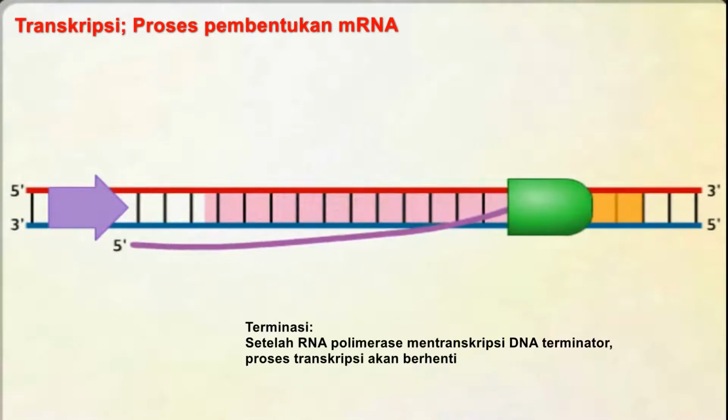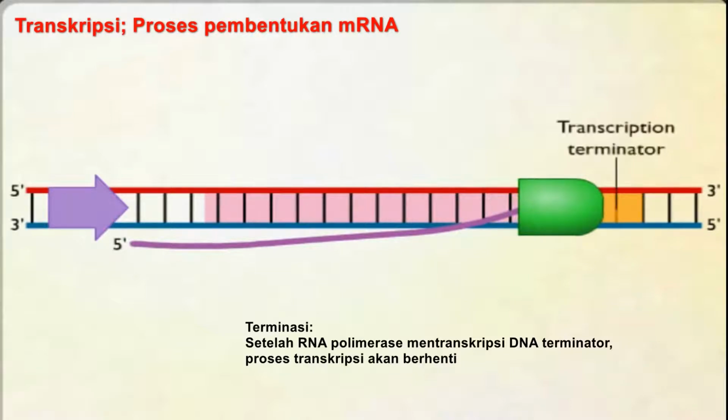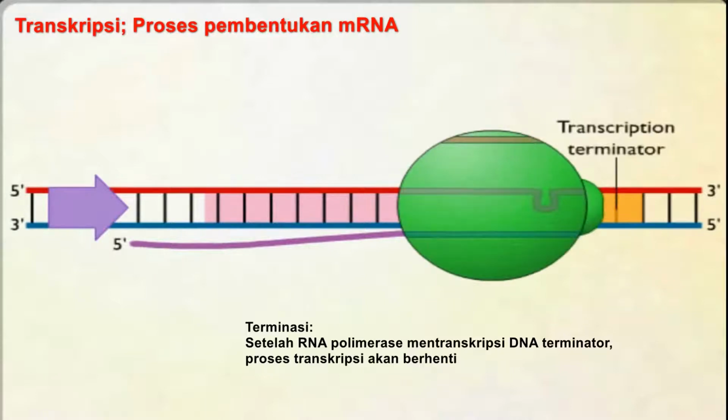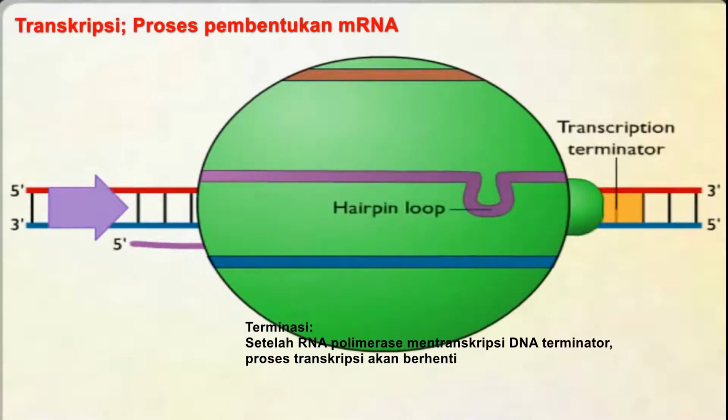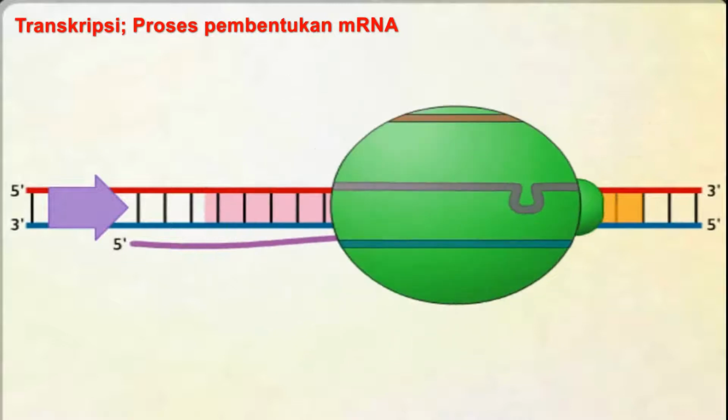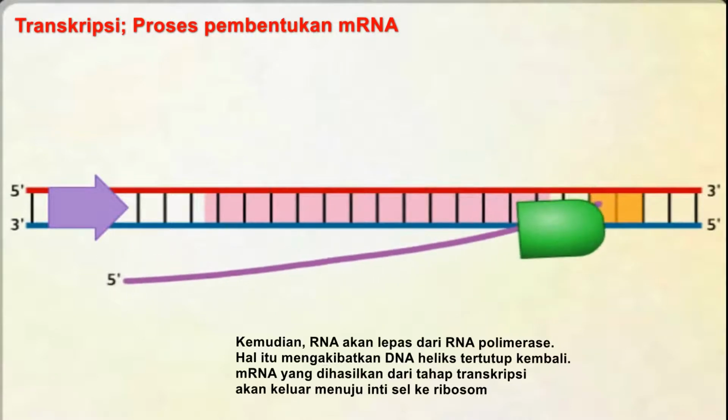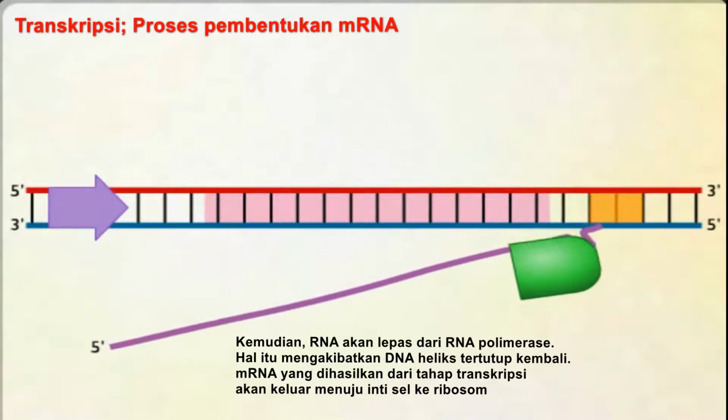When RNA polymerase reaches a specific sequence of nucleotides on the DNA, called the transcription terminator, a hairpin loop structure forms in the messenger RNA, causing the RNA polymerase and the messenger RNA to dissociate from the DNA.